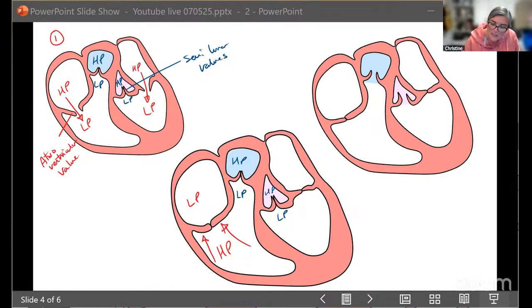So here we can see there is a lower pressure up here. There's a higher pressure down here. That's why this valve is closed. This valve is also closed because there's a higher pressure and a lower pressure. If I have a higher pressure and a lower pressure when I compare my ventricle to my aorta or my pulmonary artery, that is when we will have those semilunar valves open.